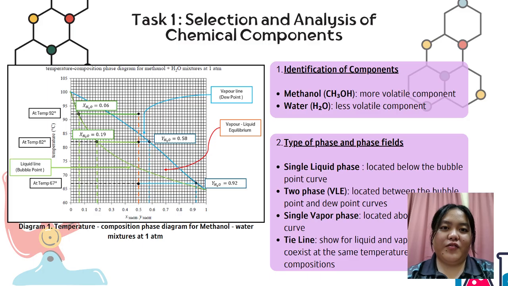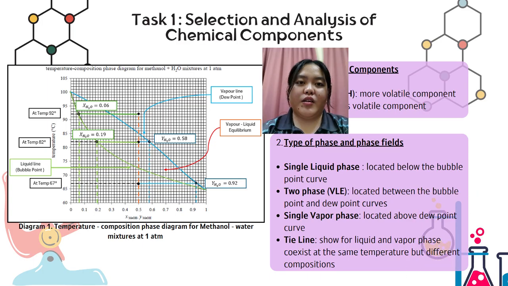Next are the types of phase and phase fields. The phase diagram given is a T-x-y phase diagram at 180 mmHg, which represents the vapor-liquid equilibrium behavior of the system. There are three phase regions: the single liquid phase is located below the bubble point curve, represented by the green curve. The two-phase region, which is vapor-liquid equilibrium, is located between the bubble point and dew point curves, represented by the red arrow label. Lastly, the single vapor phase is located above the dew point curve, which is represented by the blue curve.